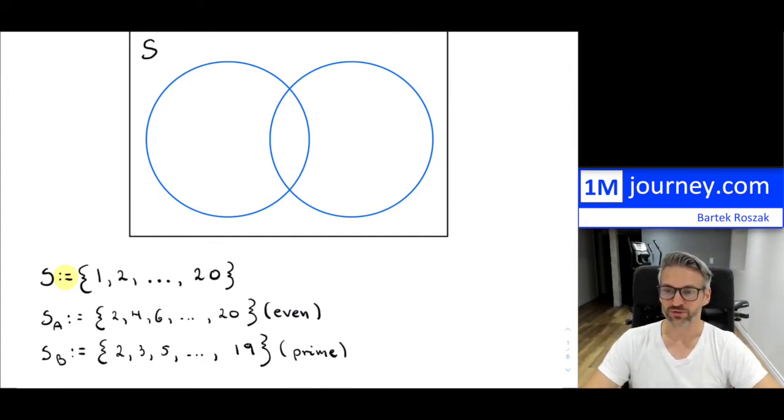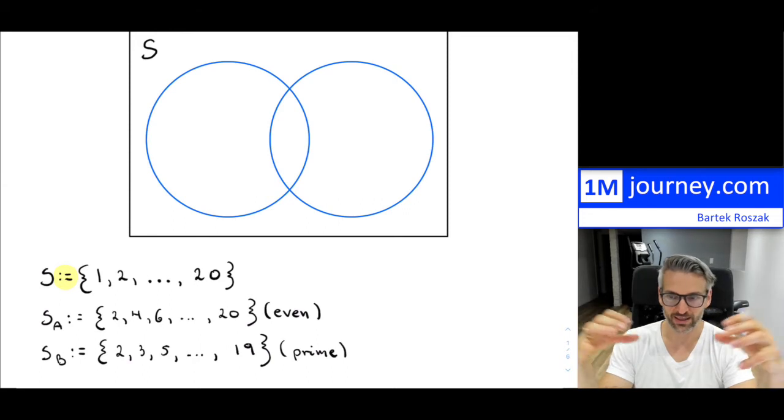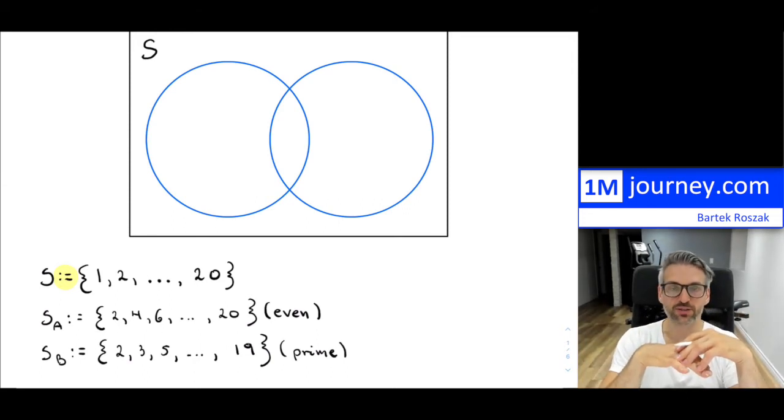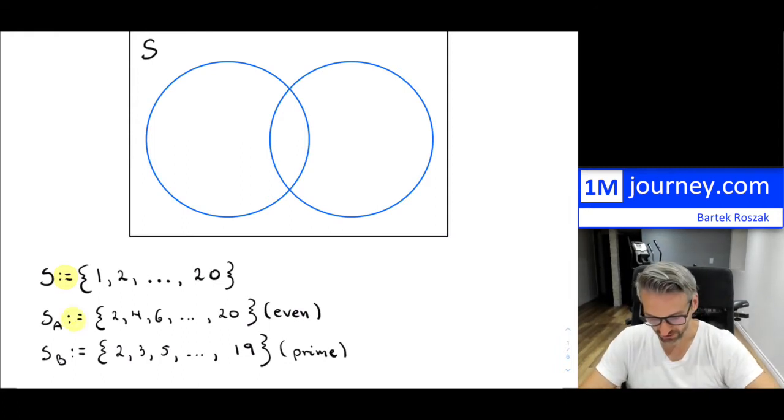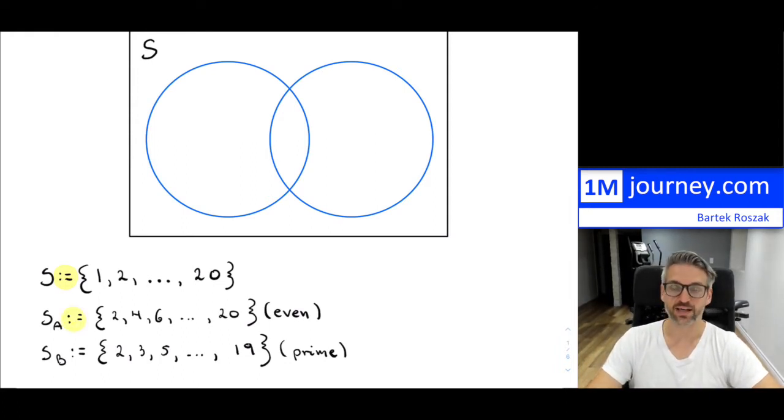Then I have created two subsets. A subset doesn't mean that it includes all the items from 1 to 20. So I created the first subset, I called it SA, and I'm defining it as 2, 4, 6, and 8. So basically the even numbers. And then I created another subset of the original set S, which is 2, 3, 5. In this case, it's basically the prime numbers.